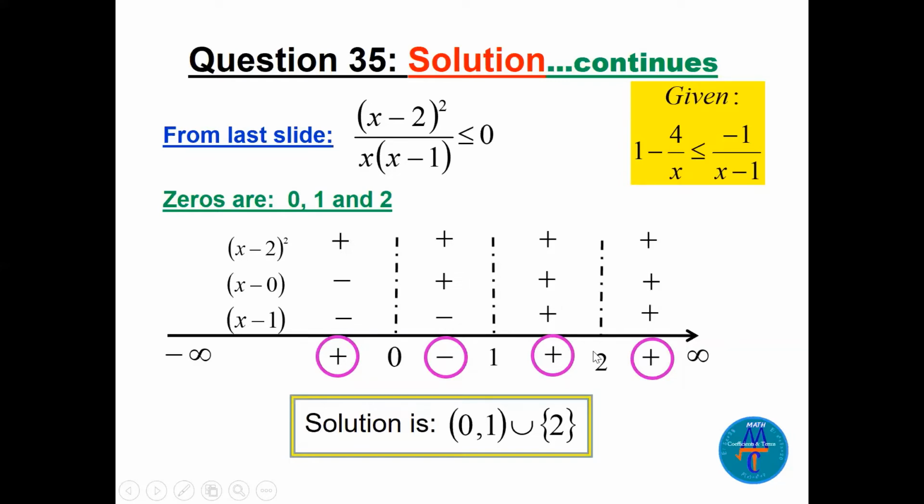Union the 2. How do we know the 2 is there? Because if I replace 2 in the whole inequality here, it will be 0 less than or equal to 0, which is correct. So 2 is part of the solution.